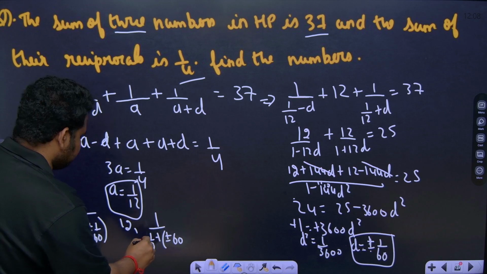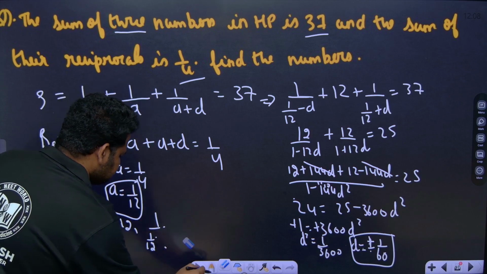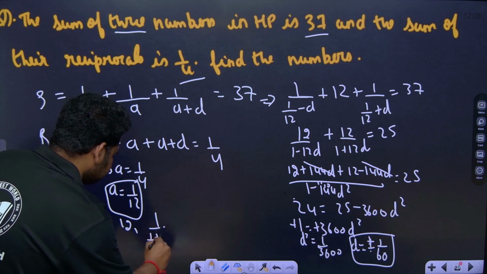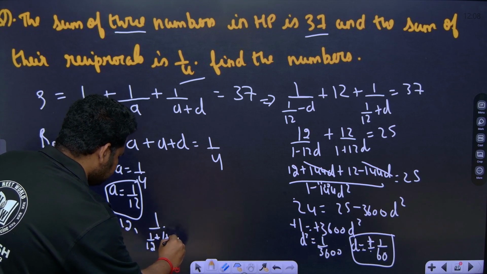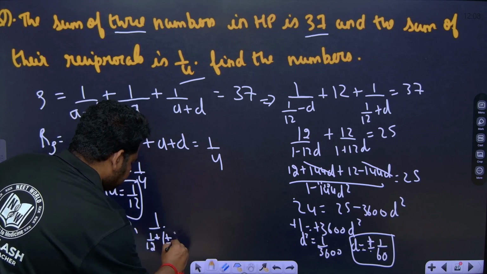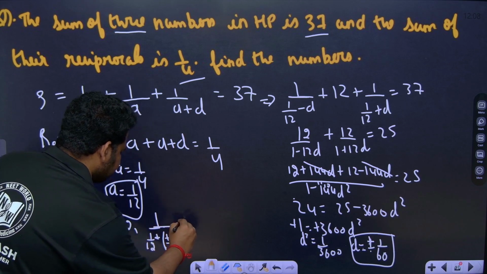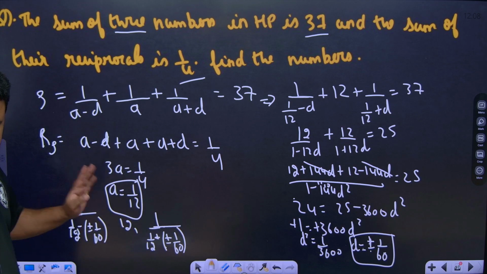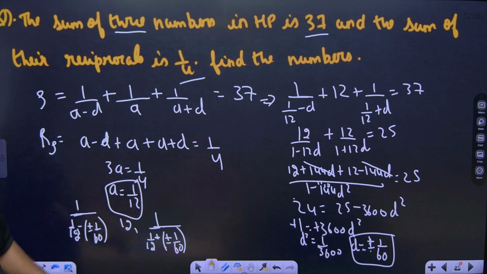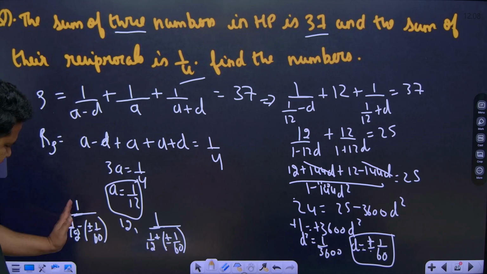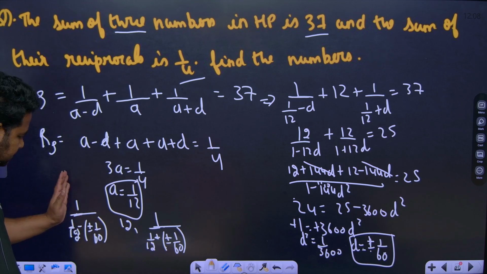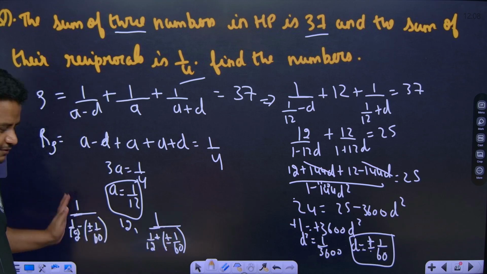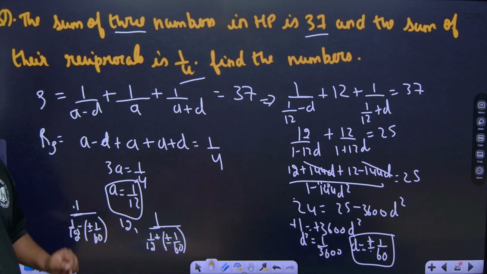Okay. This will be what? 1 by 12 plus or minus 1 by 60. If you calculate this, you will get the three numbers. First you will take it as plus 1 by 60, then you will take it as minus. So there will be 2 types, 2 HPs in total. One HP will be with plus, another HP will be with minus. Okay, that's it.